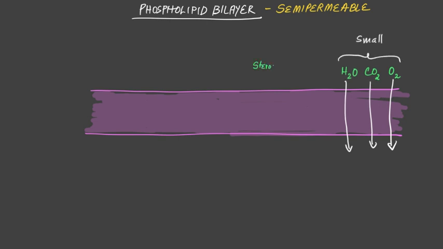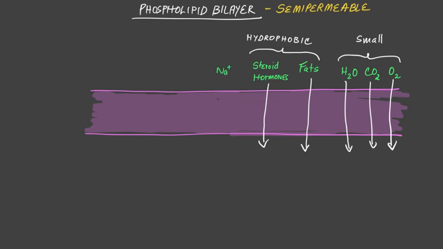Now let's take a look at some hydrophobic molecules. Lipids are hydrophobic. They don't like water. Water and oil do not mix. So all lipids are hydrophobic. That would include steroids, such as hormones, and fats, which are triglycerides. All of these can easily pass through the phospholipid bilayer because they are hydrophobic.